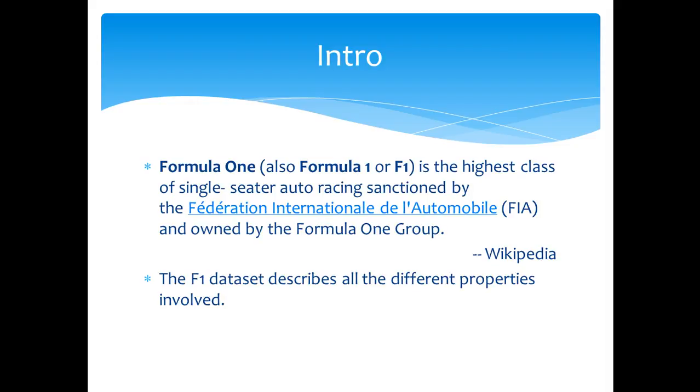Formula 1 is the highest class of single-seater auto racing sanctioned by the FIA and owned by the Formula 1 Group. This is the actual definition given by Wikipedia. The F1 race is based on single-seater automobiles. The dataset is taken from Kaggle.com, and this dataset has around 10 to 12 CSV files which give all the data about Formula 1.